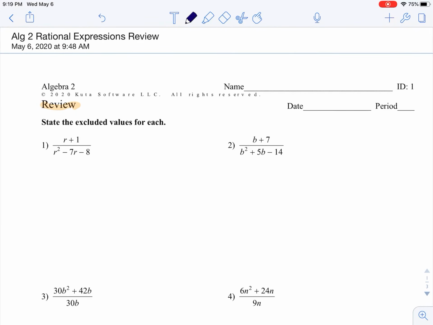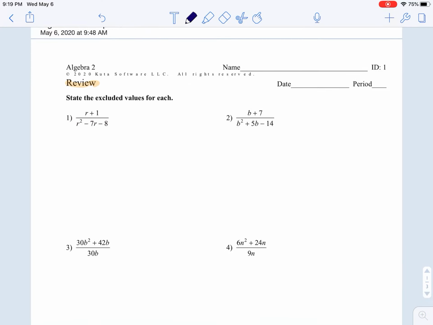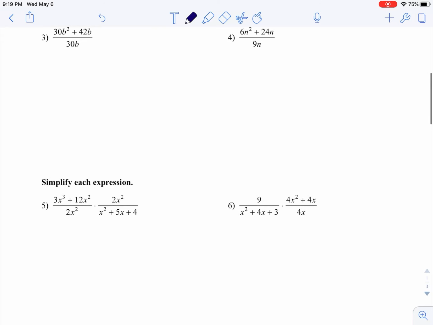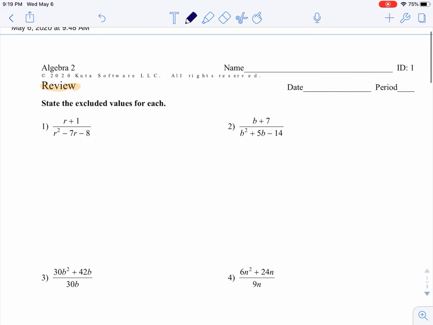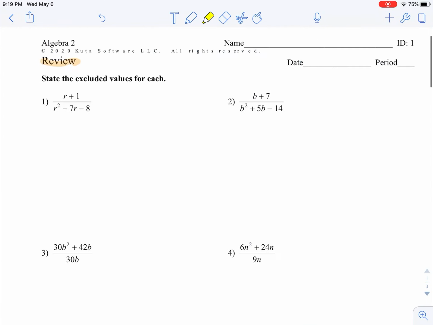All right, number 2. Okay, so we're supposed to state excluded values. Oh wow, I thought I had assigned to reduce, but look at the directions, I'm going to check the answer key real quick. Yep, just excluded values. All right, I set it up wrong. Oh well, win for you.